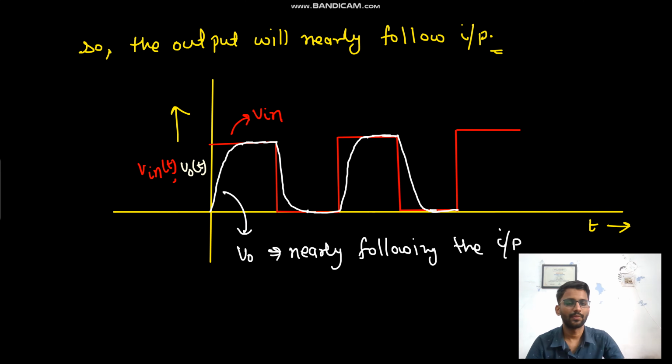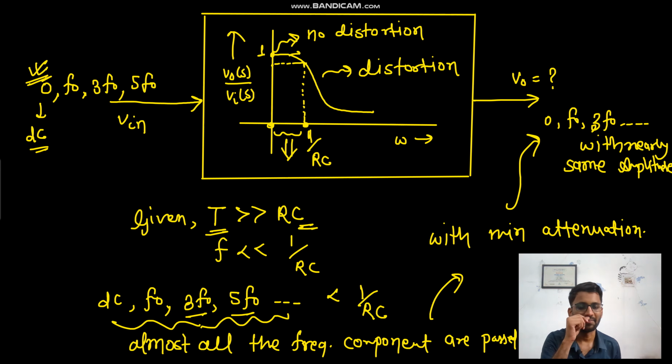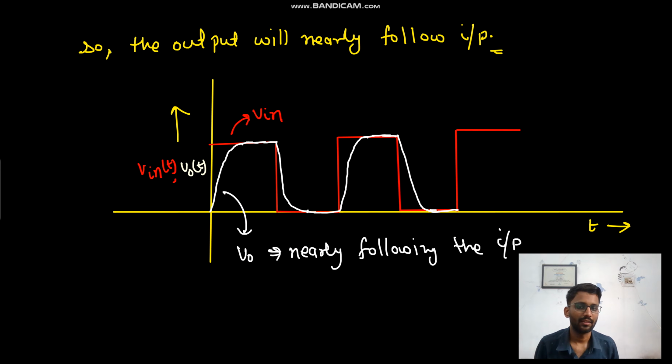Do you get my point now? Okay. Since all the frequency components are getting passed with minimum attenuation, the output will nearly follow the input. So it is going like this. Okay. So if the interviewer asks you to analyze a circuit with respect to RC low pass filter, then you will analyze the circuit in this way.